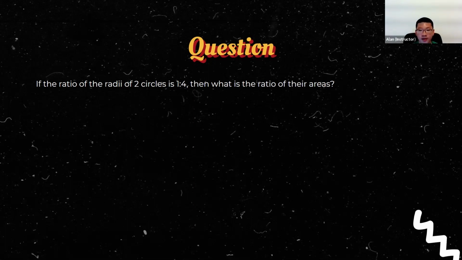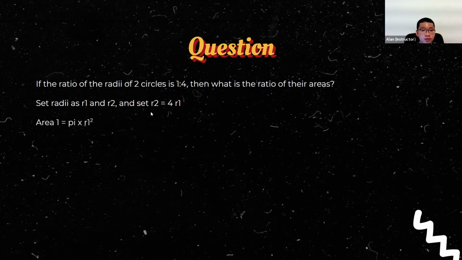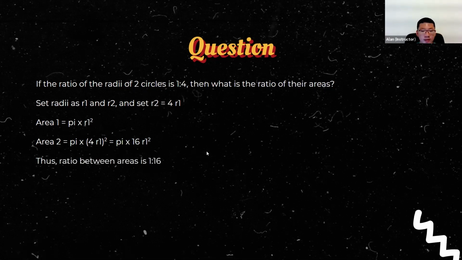Alright, since it's almost the end of class, and this is also the last question, I'm going to go over it. You can set the radii as R1 and R2, and since the ratio of the radii is 1 to 4, you can set R2 as 4 times R1. So the area of the circle with radius R1 is going to be pi times R1 squared, and the area of the circle with radius R2 is going to be equal to pi times (4R1) squared, and that's going to be equal to pi times 16 R1 squared. So the ratio of their areas is going to be 1 to 16.